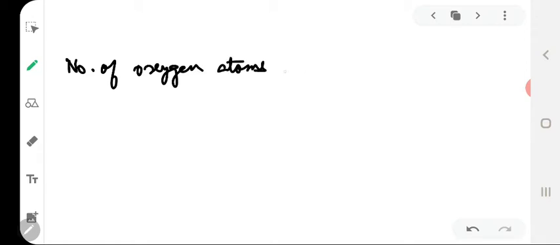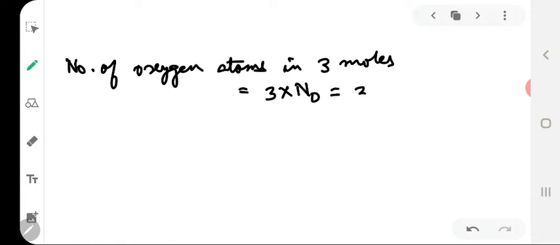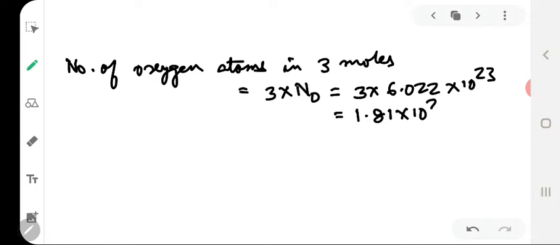For example, if we write down the number of oxygen atoms in 3 moles, that should be equal to 3 into Avogadro's number, that is equal to 3 into 6.022 into 10 to the power 23, and that is equal to 1.81 into 10 to the power 24 atoms.